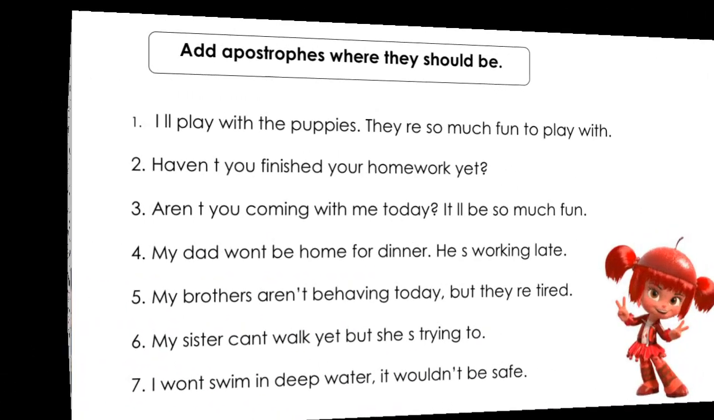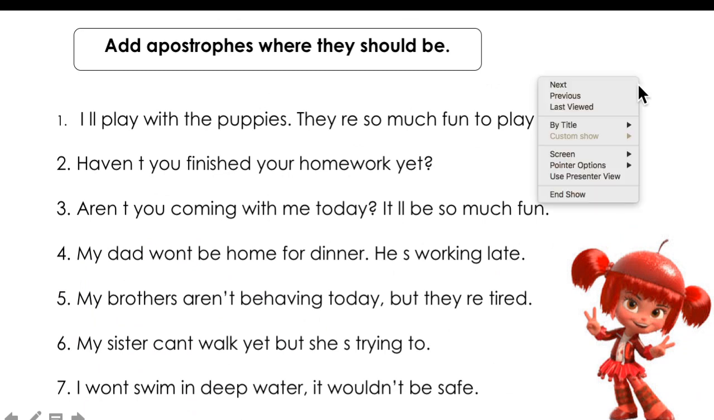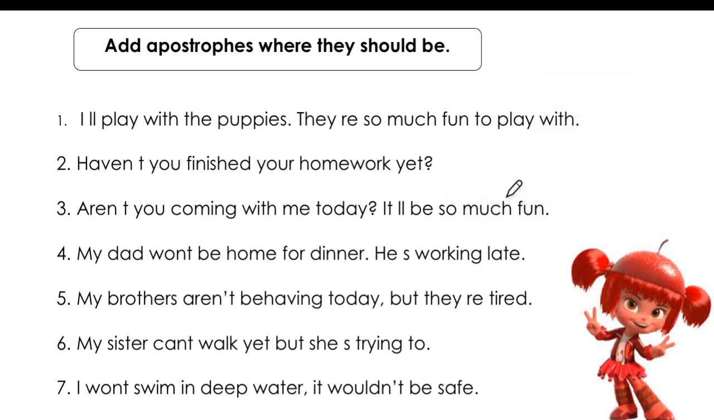Okay, and the last part, we need to add the apostrophe. Where is it missing? Apostrophes are missing. We need to put the apostrophe in place. I'll play with the puppies. They are so much fun to play with. Where shall I put the missing apostrophes? I'll, it's short for I will. I will play with the puppies. They're so much fun. They're. They are so much fun. The apostrophe between they and are.